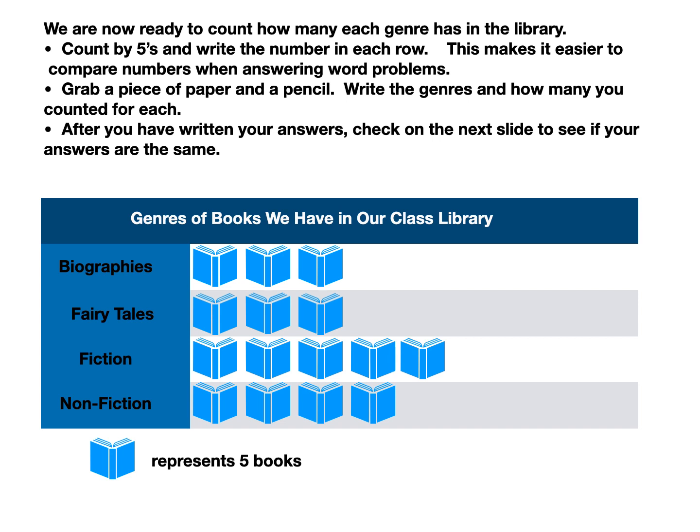We are now ready to count how many each genre has in the library. Count by 5s and write the number in each row. This makes it easier for you to compare numbers when answering word problems. Grab a piece of paper and a pencil, and write the genres and how many you counted for each. After you have written your answers, check on the next slide to see if your answers are the same.